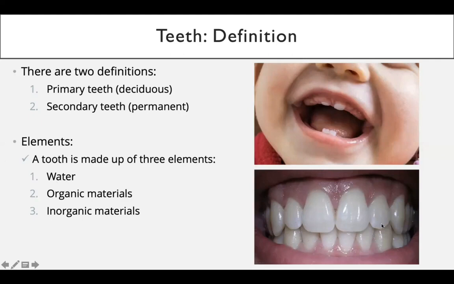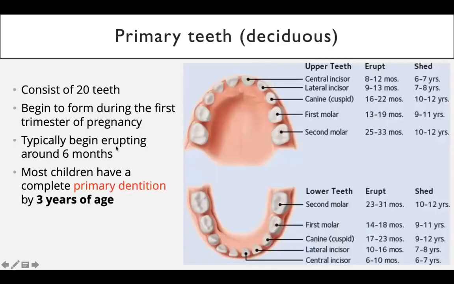Water, everything is made of water. Okay. Organic materials and inorganic materials. Organic like carbon, biochemistry, and inorganic like chloride, calcium, phosphate. Okay, we'll see about that later.